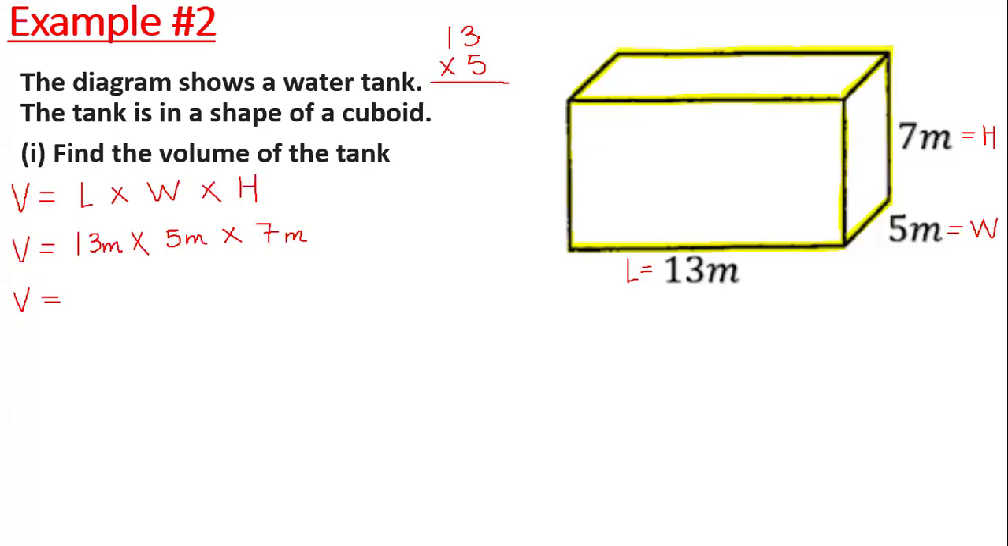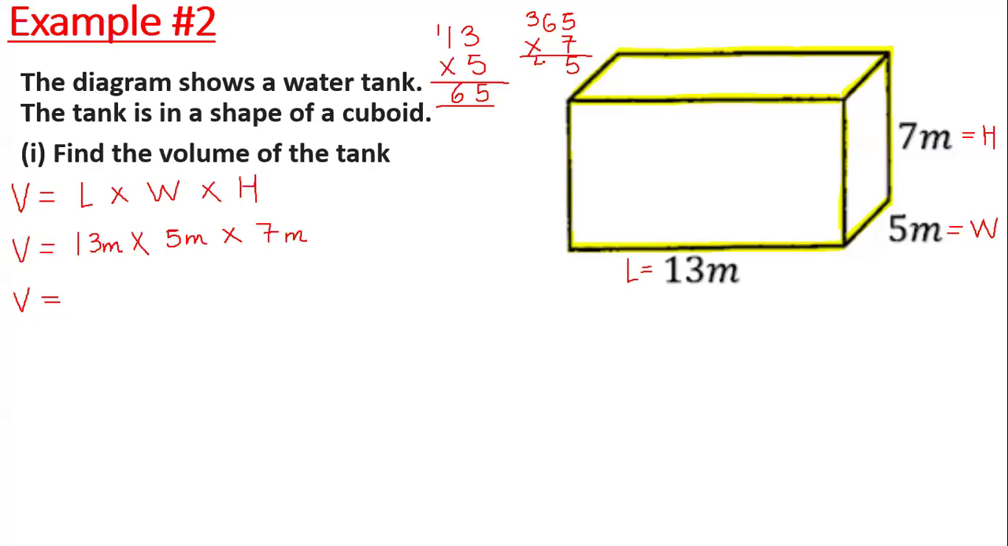5 times 3 is what? 15, put the 5 down, put the 1 up. 5 times 1 is 5, plus 1 is 6. That's 65. Then we say 65 multiplied by 7. So we have 7 times 5 is 35. Put the 5 down, put the 3 up. 7 times 6 is 42. Plus 3, 42, 43, 44, 45.